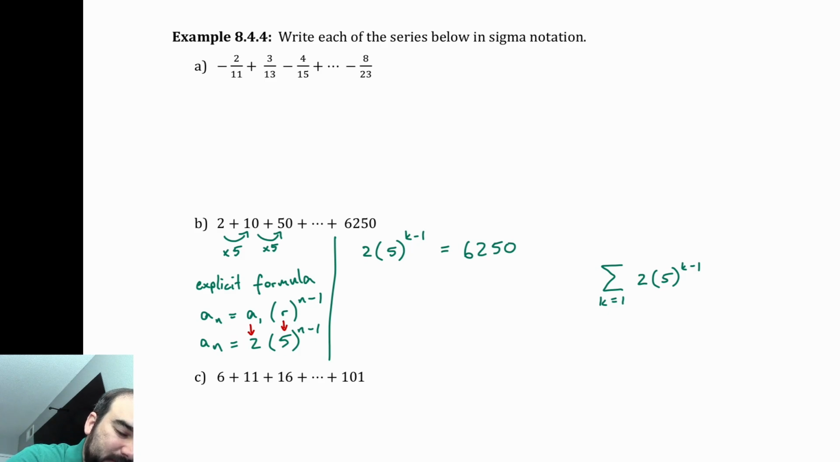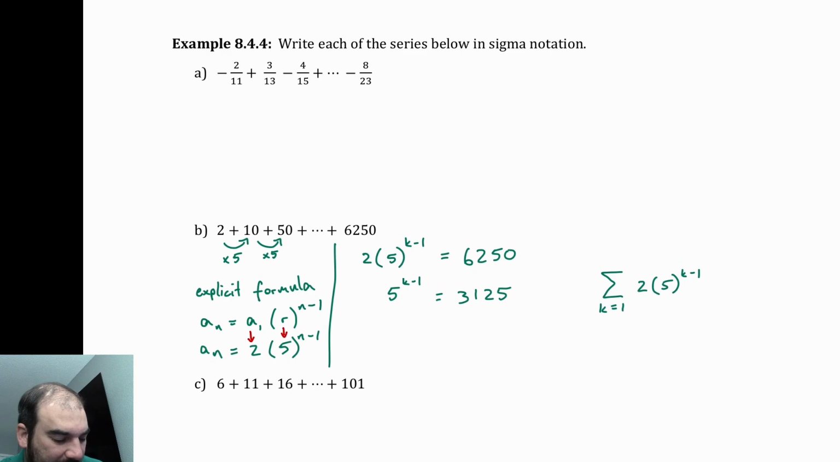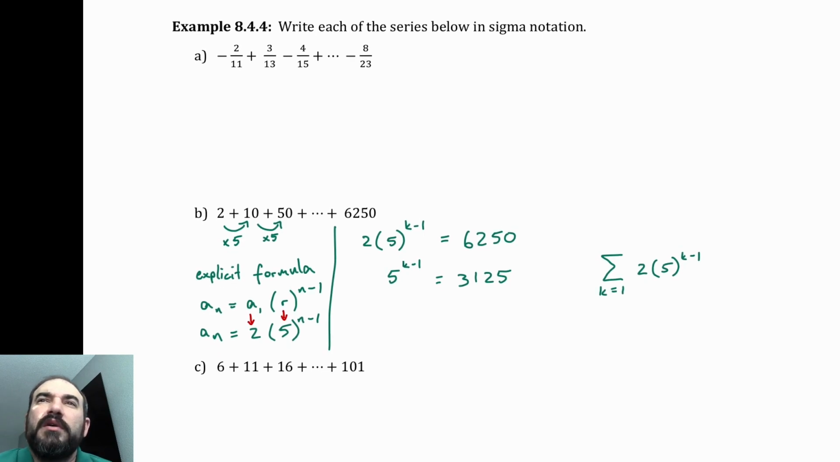So we're going to solve this. We're going to divide both sides by 2 to begin, which means 5 to the k minus 1 is going to equal 3,125. And how do we solve this type of equation? What do I do next to solve this for k? There's a couple of methods here that we can use. Natural log. Natural log would be one way, but if I'm in a crunch and I don't have a calculator, what's another way I can try to figure this out?